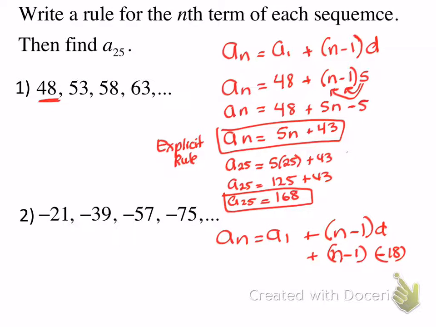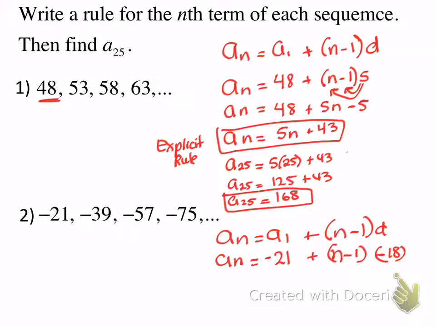You distribute the -18. Before that, you replace the A with -21. Negative 21. Now, if it's asking for a rule, then you don't get to substitute the term in right then. If they want the rule and the 25th term, then you don't get to substitute the 25 right away. If they only ask you for the 25th term, then you can substitute it right away.